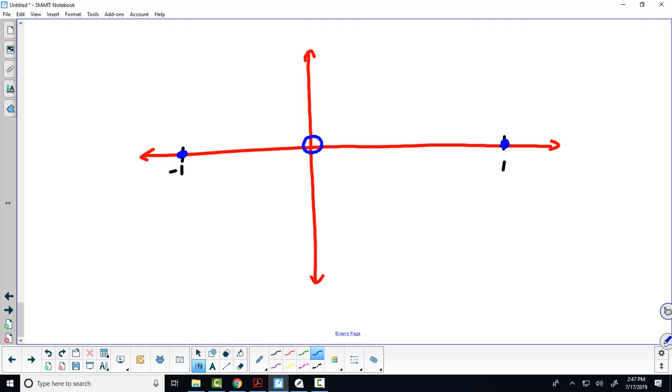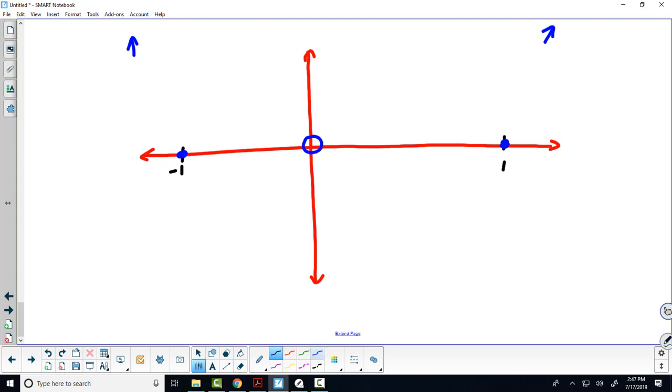We said the location of our hole was at (0, 0), so we've got a hole there. Then we said that our long-term behavior, as we went far to the right, we go up, and as we went far to the left, we go up. If you look at the long-term behavior statements, our graph is looking sort of like this.